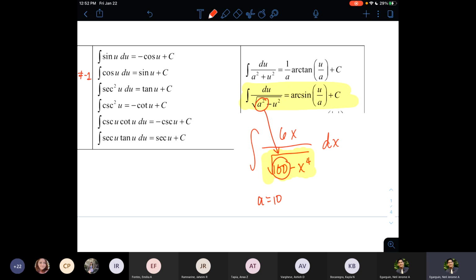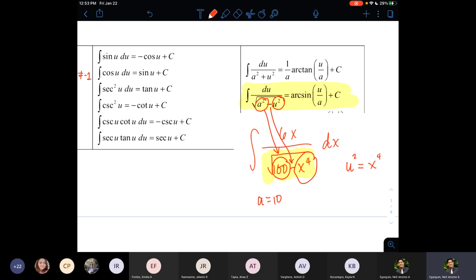So a equals 10. But the next thing here is the u squared. I have a minus sign. That's perfectly fine. That corresponds with that. But the formula for arcsine requires a u squared. But what do we have here? I have an x to the fourth. So that means I need to find a way to rewrite the denominator to involve only a u squared, not an x to the fourth. So how do I get a u squared being equal to x to the fourth?